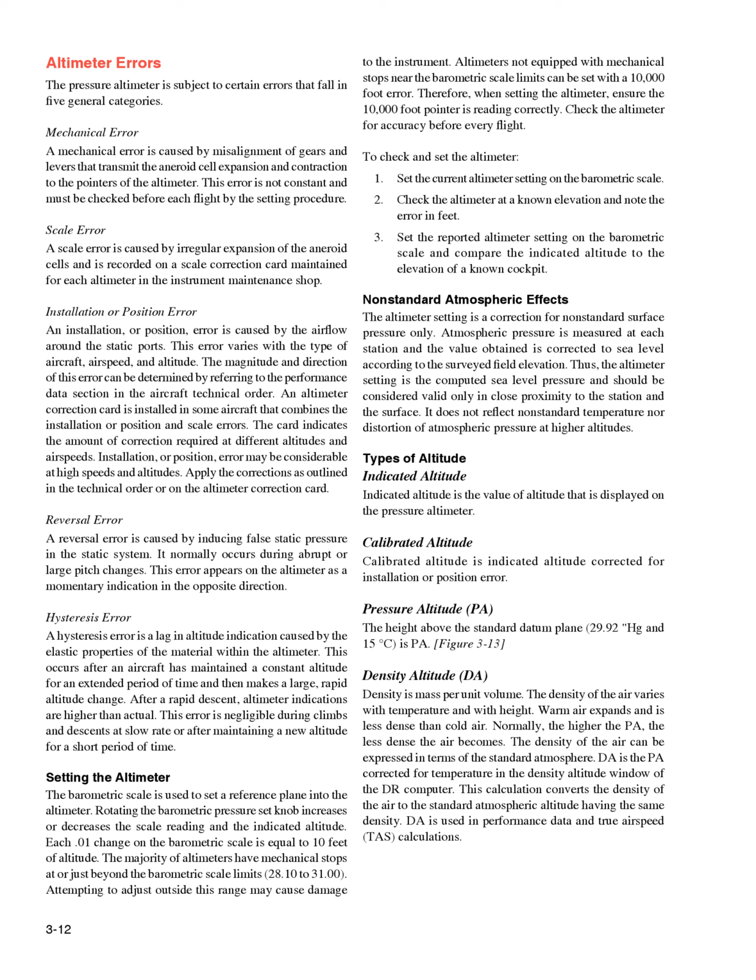Reversal error. A reversal error is caused by inducing false static pressure in the static system. It normally occurs during abrupt or large pitch changes. This error appears on the altimeter as a momentary indication in the opposite direction.